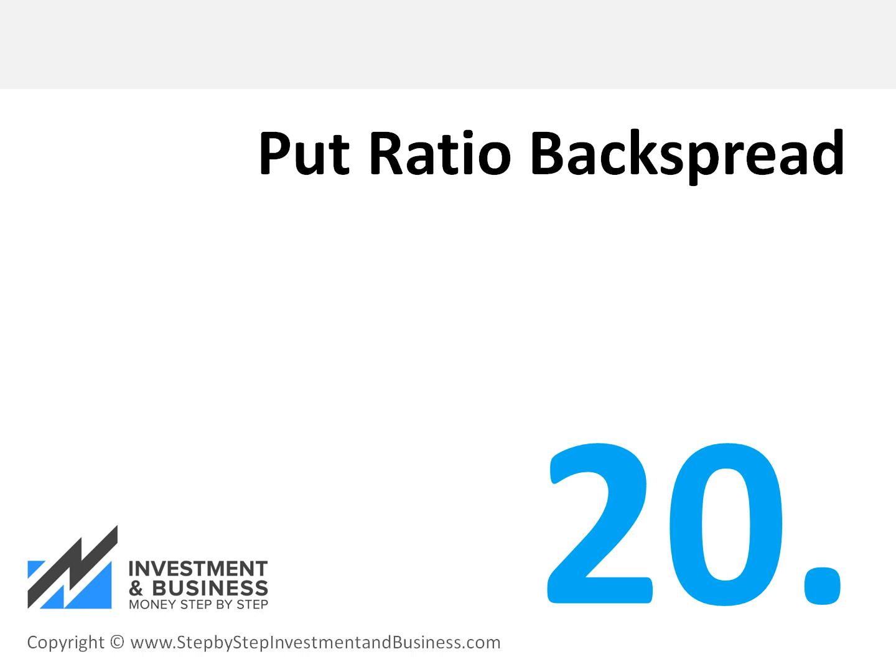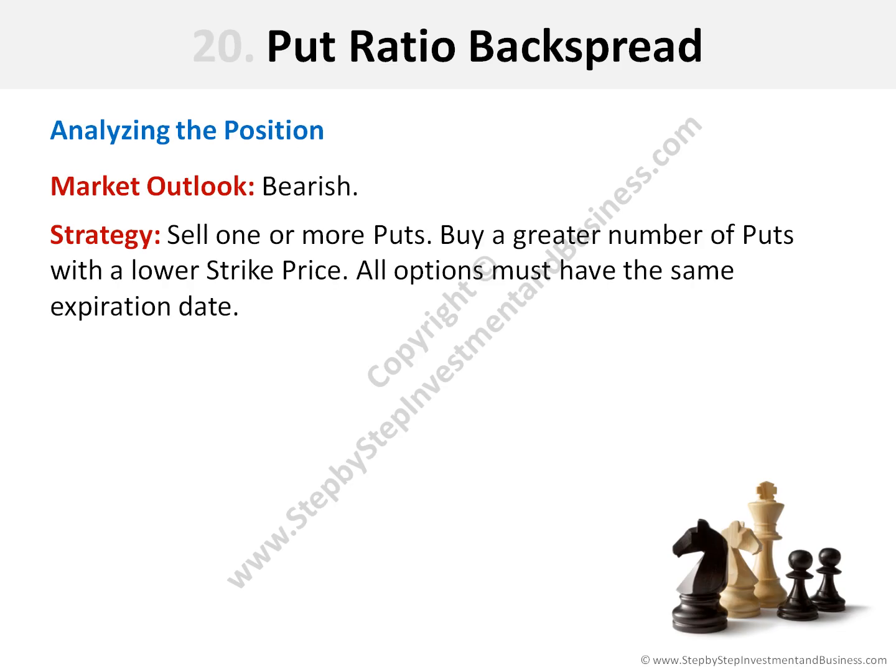We begin with Chapter 20. In this chapter, we will analyze in detail the Put Ratio Backspread strategy. The Put Ratio Backspread position is used when the market outlook is bearish. The strategy consists of selling one or more puts and buying a greater number of puts with a lower strike price. All options must have the same expiration date.